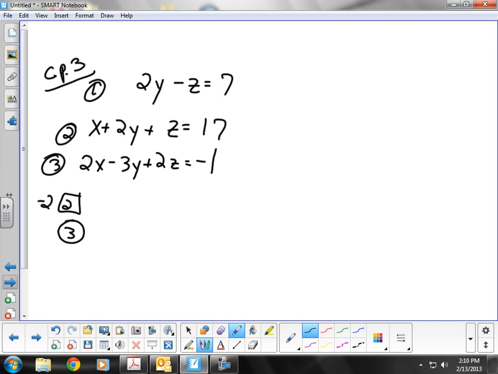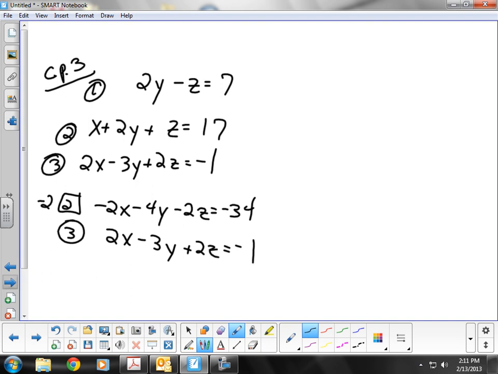Everybody see why I picked that? That's what it's going to take to get rid of the x. So this gives me negative 2x minus 4y minus 2z is equal to negative 34. Everybody see what I did? Took equation 2, multiplied through by negative 2. Now I'm leaving 3 alone: 2x minus 3y plus 2z equals negative 1. Oh, look, we got rid of a z too, didn't we?